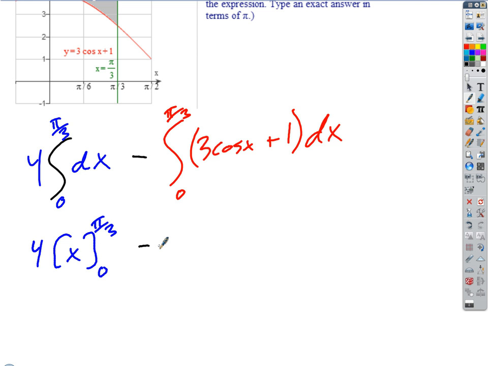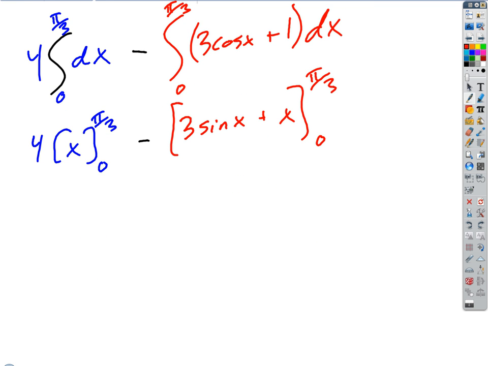Minus, what's this antiderivative going to be? 3 sine x, plus. Then you just plug in the pi thirds? Yep, exactly, we plug in.